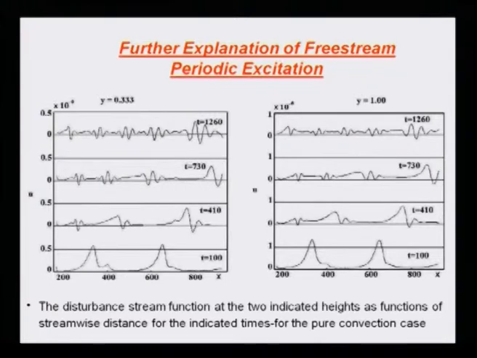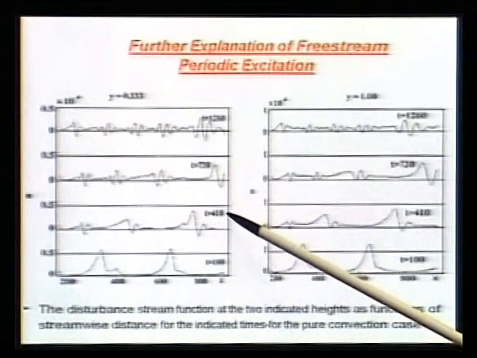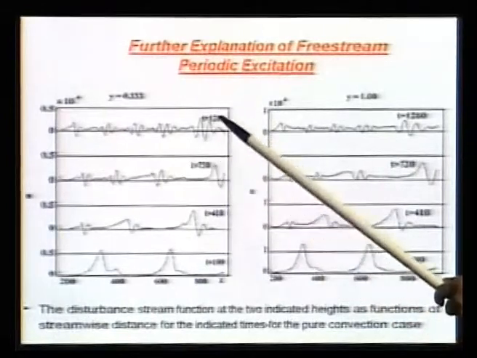Okay, so we did talk about the role of Vg and how this affects. Let me show you a little more about the case. Here we have purposely chosen the case of c equal to 1 and shown the solution at y equal to delta star by 3 and y equal to delta star, and shown you snapshots at 4 instances, t equal to 100, t equal to 410, 730 and 1260.